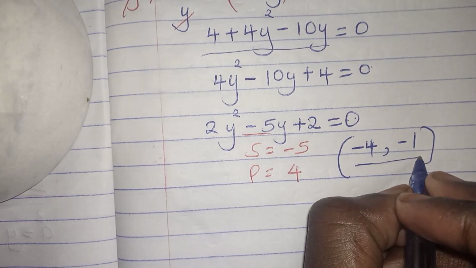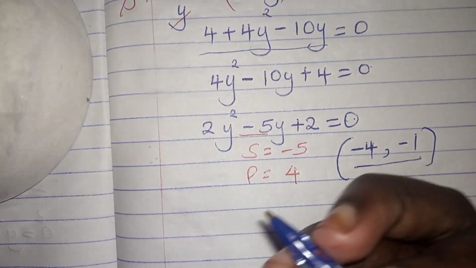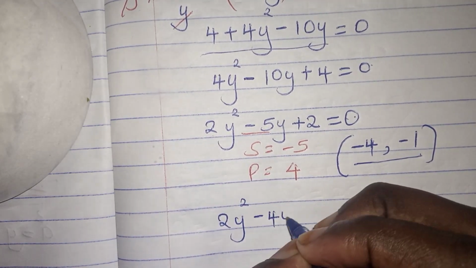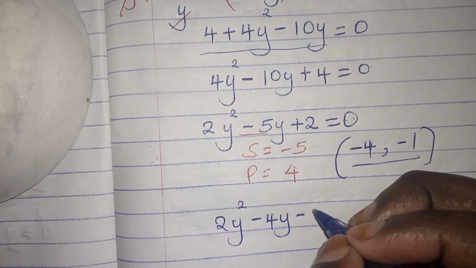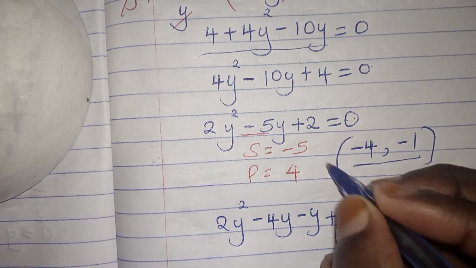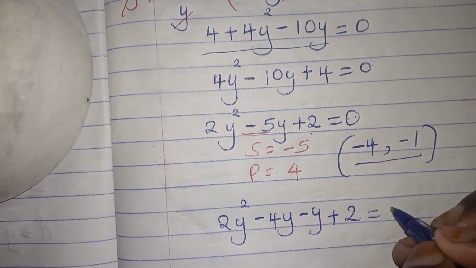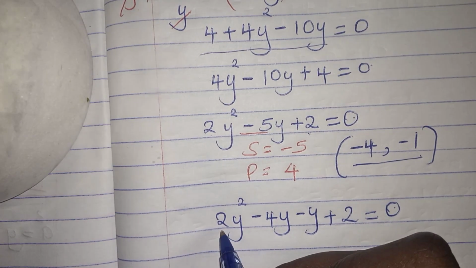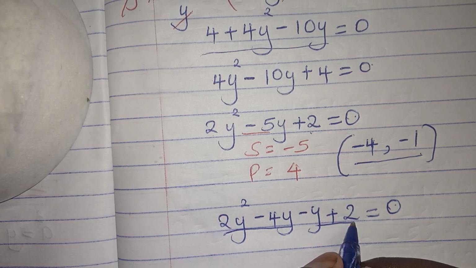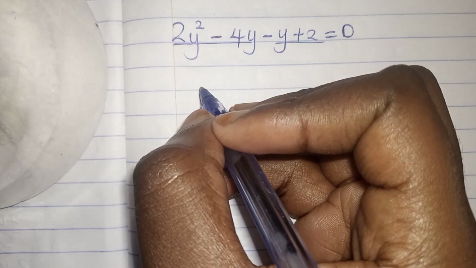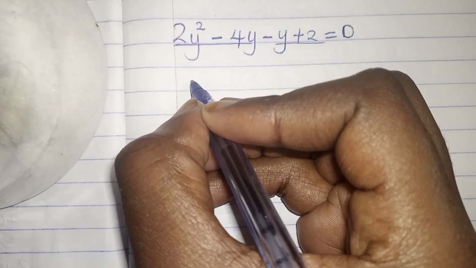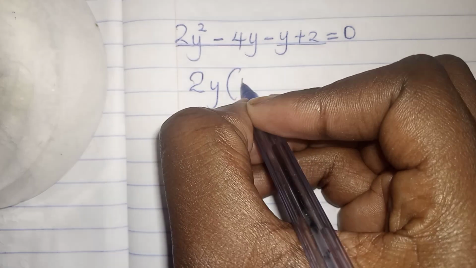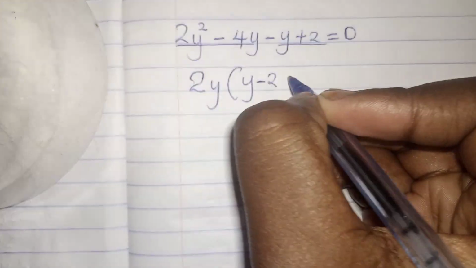So we shall substitute these two numbers in our quadratic equation. 2y squared minus 4y minus 1y, which is y, plus this 2 here is equal to 0. So what I'll do, I will factor out my common factor in these two terms. Our common factor here is 2y. So we'll write 2y into y minus 2.